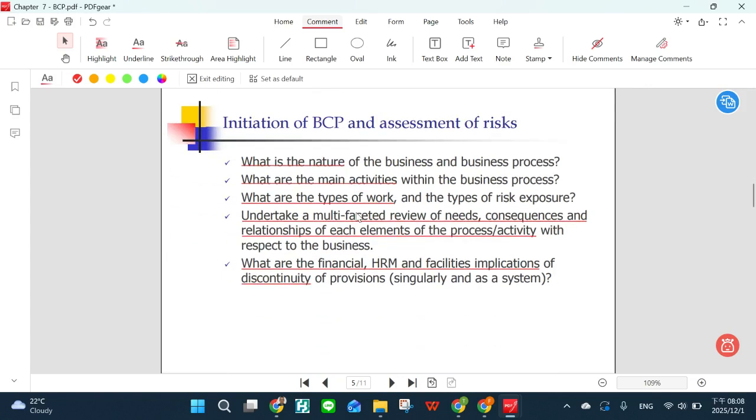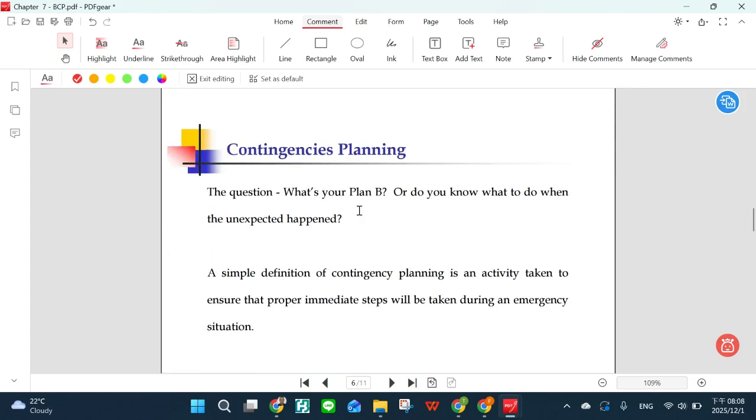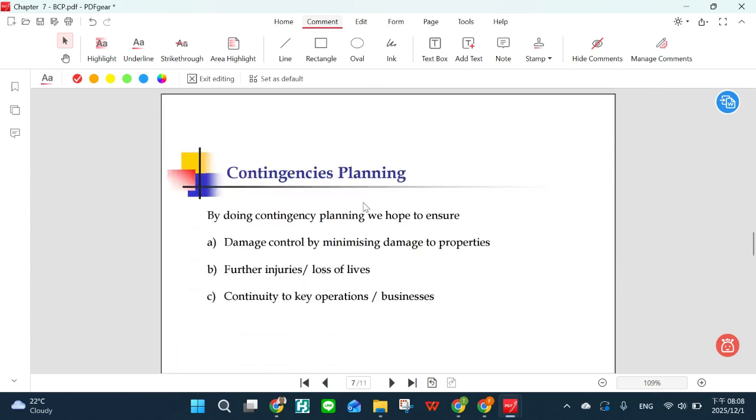So why do we want to do BCP? We want to minimize damage. We want to prevent injury, minimize injury, loss of life, and of course to continue the business. So of course, that's not so when we talk about, say, a restaurant business, KFC. There's no loss of life, there's no injury, there's also no damage.